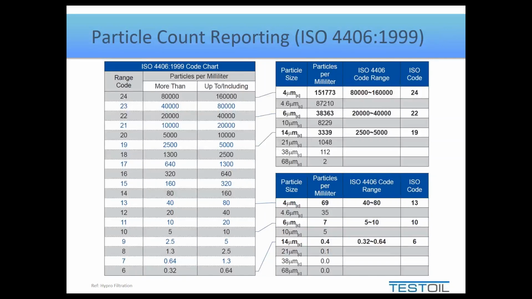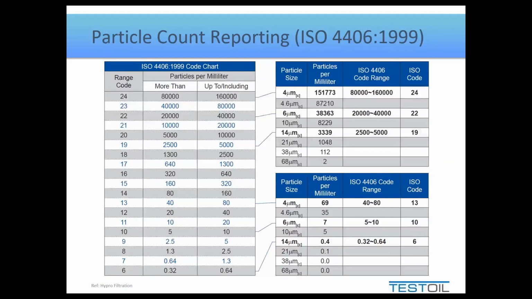So what ISO has done is create these ISO codes to assign to these ranges. What you do is take your particle count. If we look at the top right table, you take your actual count, so your 4 micron is 151,773 particles per milliliter at that size, and we find out what code it matches up with. Well, that's somewhere between 80,000 and 160,000, which is ISO code 24, so we assign it the number 24. The 6 micron, as you can see, gets assigned 22. The 14 micron ends up being assigned 19.